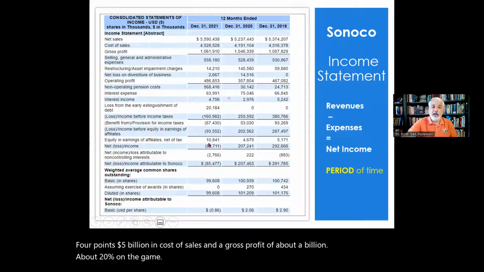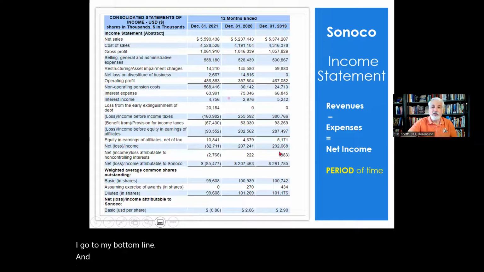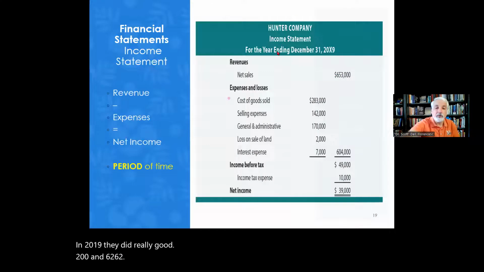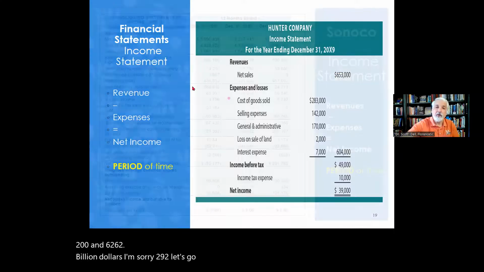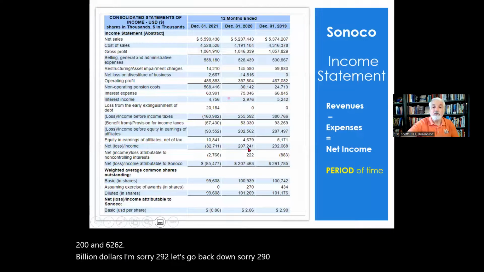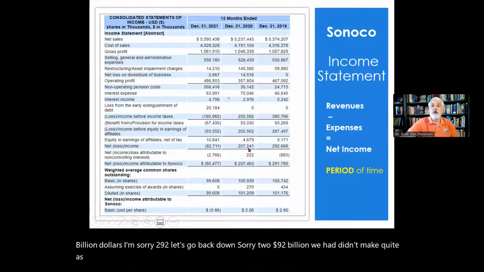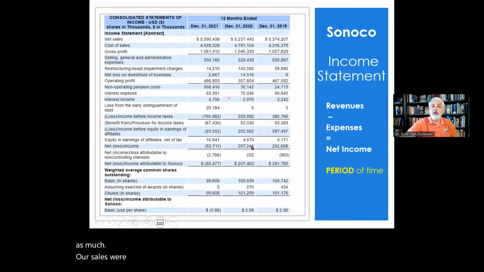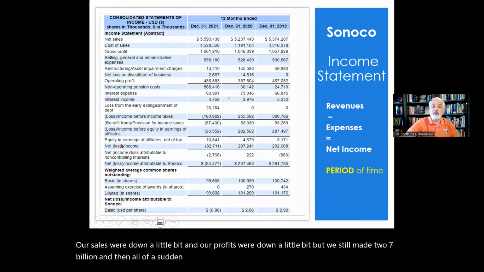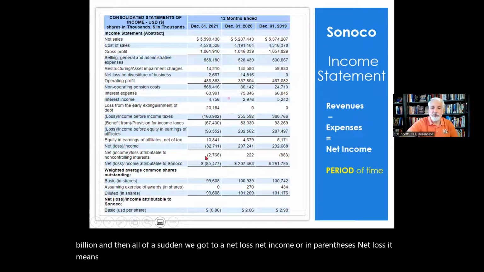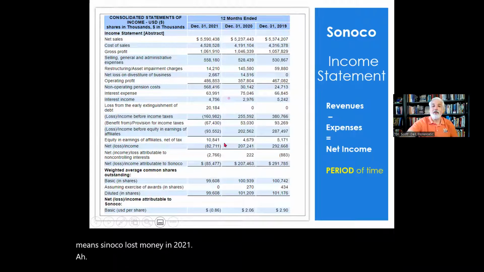I go to my bottom line. In 2019, they did really good. $262 billion. I'm sorry, 292. Let's go back down. Sorry. $292 billion. We didn't make quite as much. Our sales were down a little bit and our profits were down a little bit, but we still made $207 billion. And then all of a sudden we got to a net loss, net income, or in parentheses, net loss. I mean, Sunoco lost money in 2021 to the tune of $82 billion. Yeah, they lost a whole bunch of money.